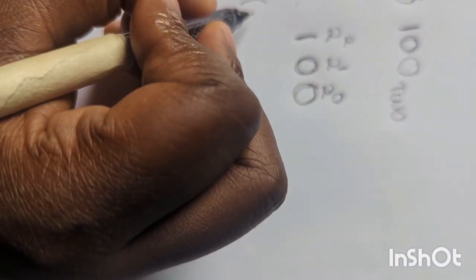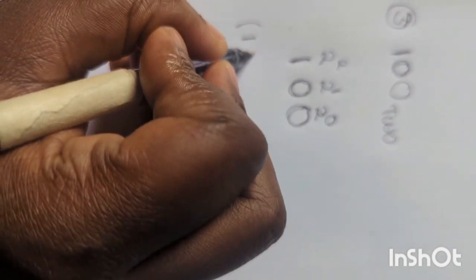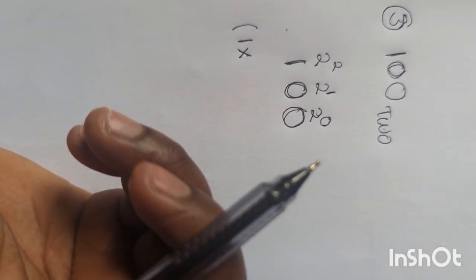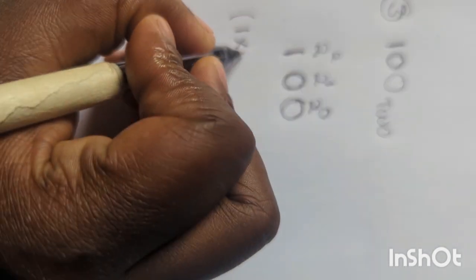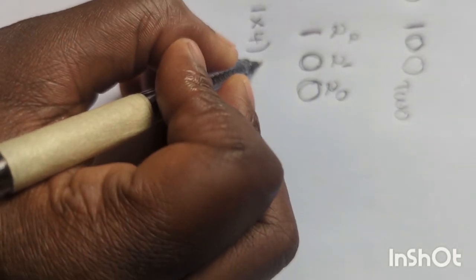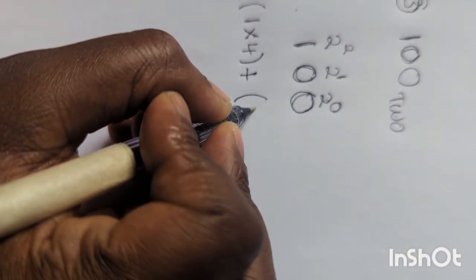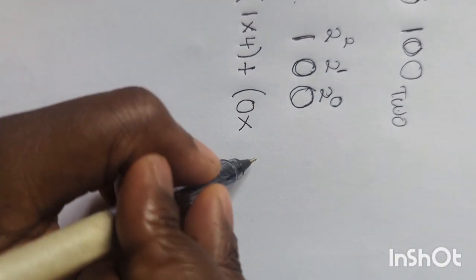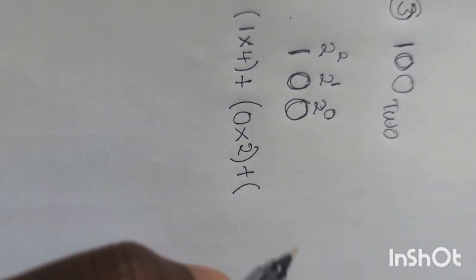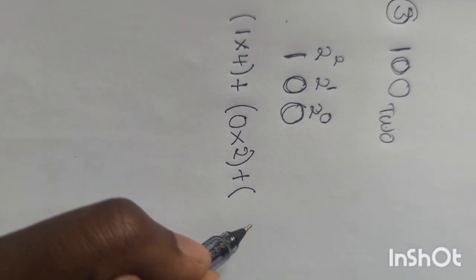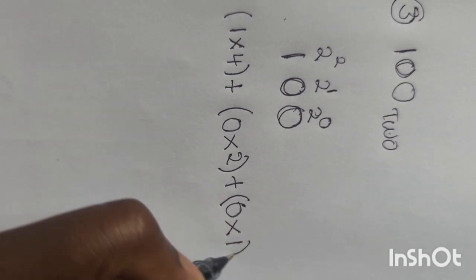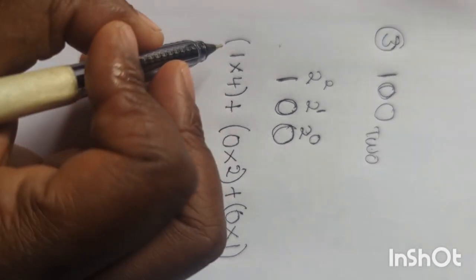Then we work it out now. This is 1 multiplied by, what is 2 to the power 2? 2 to the power 2 means 2 times 2. It is a 4, plus, next, 0 multiplied by 2 to the power 1, which is 2. Plus, next, 2 to the power 0, any number to the power 0 is 1, so this will be 0 multiplied by 1. Then next we work out what is in the brackets.